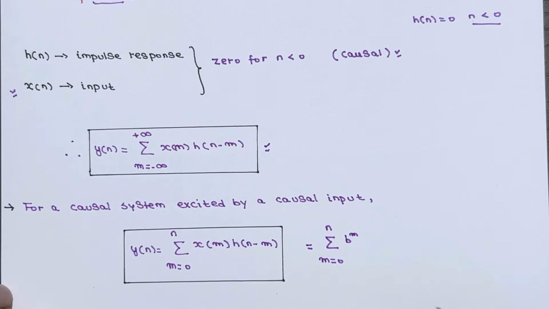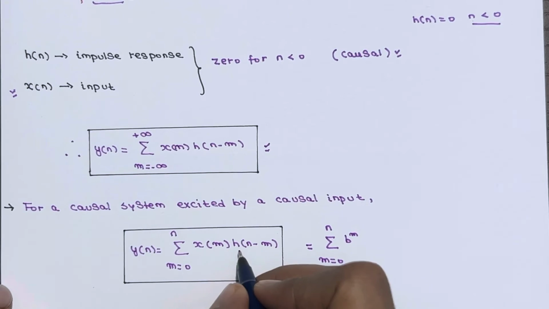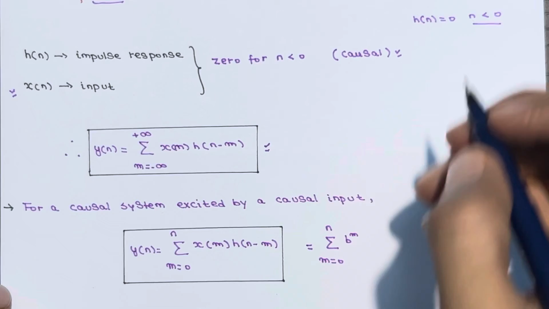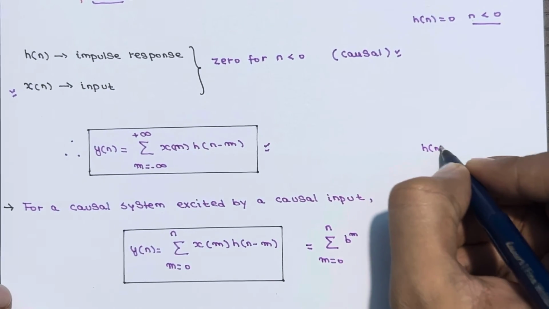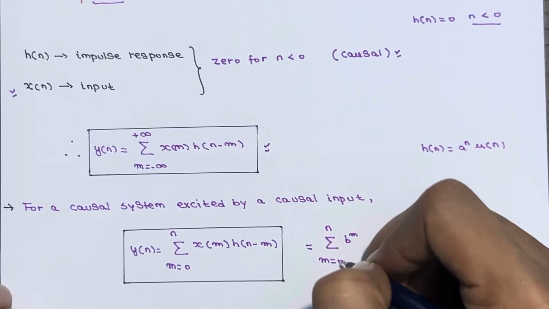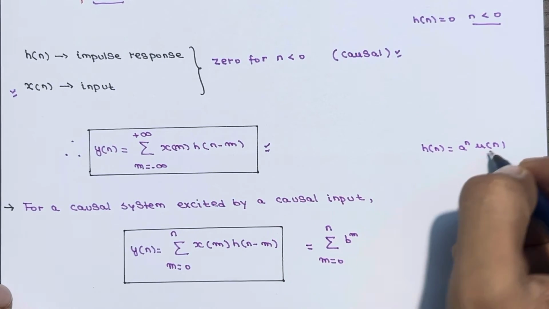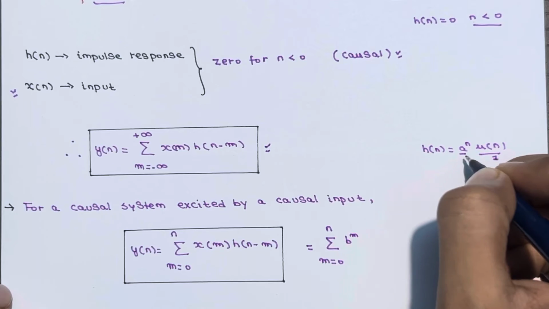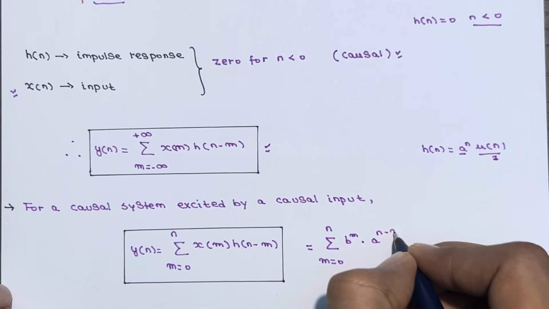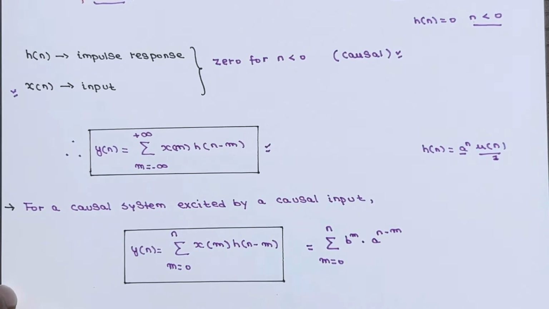Okay. And during this period, the value of u of n is what? 1. So no need to write. And into h of n minus m. So what is h of n? h of n is given as a to the power n into u of n. During this period this is 1, so remaining is a to the power n, so it becomes a to the power n minus m. I hope it is clear to you.